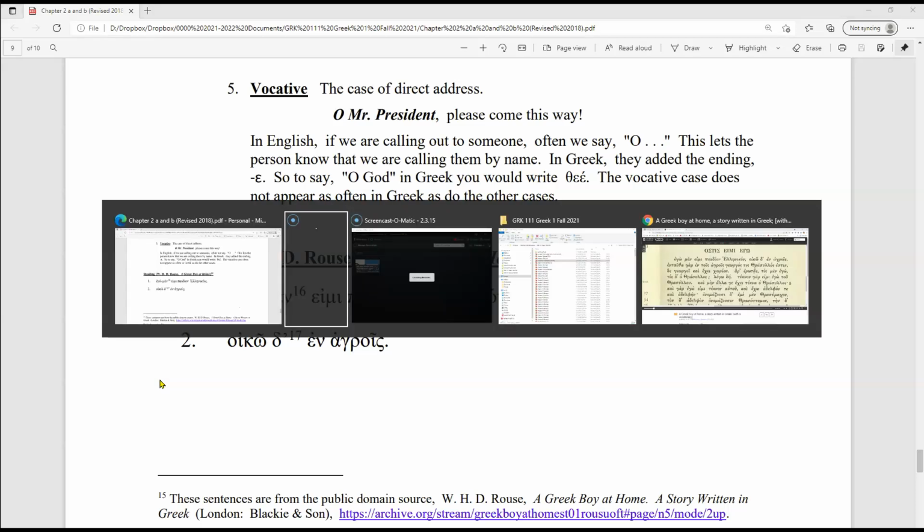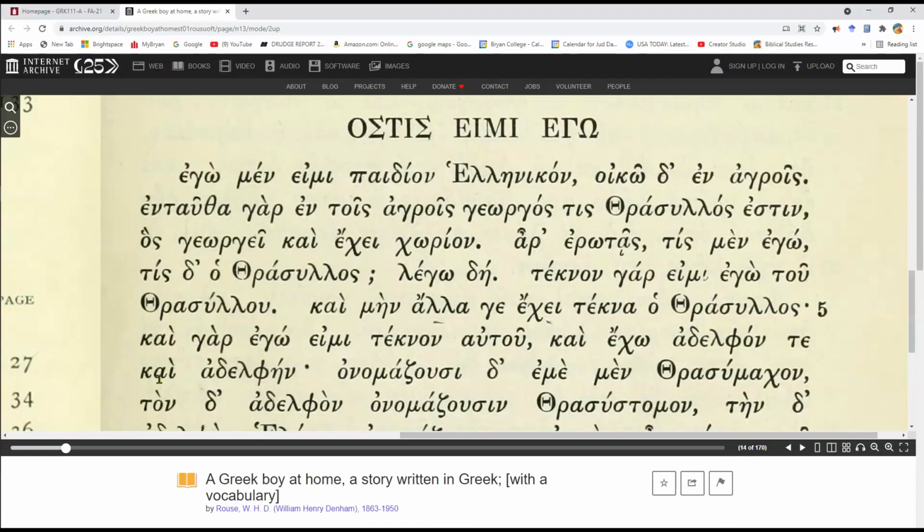I've put a link in the Brightspace to this book. This is the book he would use. So if we went in his class, the name of this book is A Little Greek Boy at Home. And Rouse is just going to start saying these sentences to us, and he's going to expect us to guess what they mean. Now, in the link in Brightspace, I linked the lexicon so that we can look up the words if we need to.